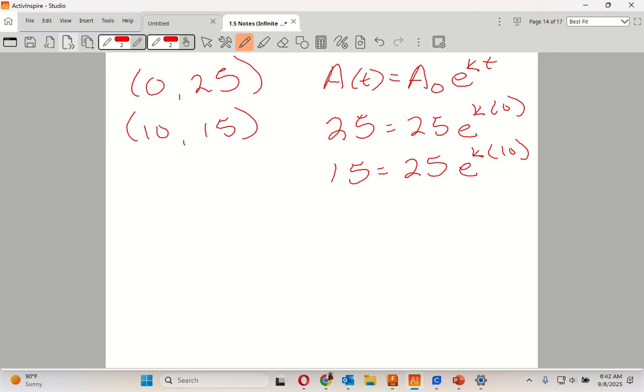Now, in that second one right there, I only have one variable left, right? What's my one variable? Just K, right? So I could use this known value to solve for K, and that's going to give me my rate. So I could use that to find other values. Do a little bit of math. So divide by 25. So e^(10k) equals 3 over 5. I reduced it to make my life a whole lot easier.